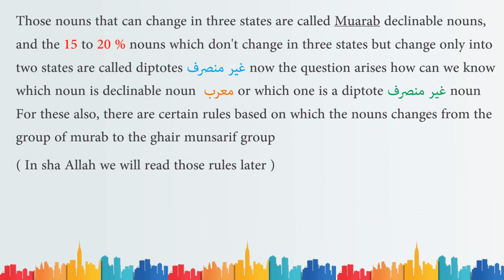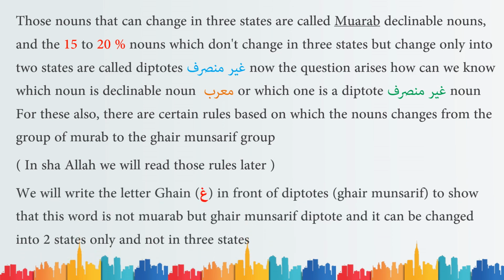Those nouns that can change in 3 states are called mu'arab, declinable nouns, and the 15 to 20% nouns which don't change in 3 states but change only into 2 states are called diptotes, غير منصرف. Now the question arises, how can we know which noun is declinable noun mu'arab or which noun is a diptote, غير منصرف noun? For these also, there are certain rules based on which the nouns changes from the group of mu'arab to the غير منصرف group. Inshallah, we will read those rules later.